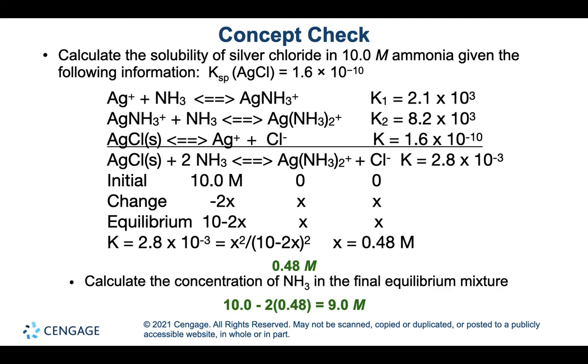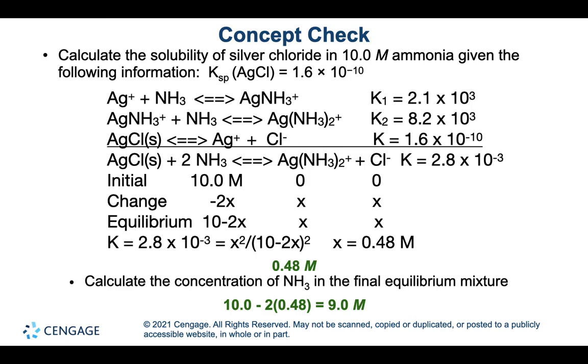Now you might think we could drop the minus 2x, but actually we don't need to, because this one can use the shortcut of taking the square root of both sides to get rid of the quadratic equation. I didn't show all the work for the algebra, but when you take the square root of both sides and solve for x, you get x equal to 0.48 molar, which is actually a fairly high concentration. It's almost half a mole per liter of silver chloride, something that's normally very insoluble, but fairly soluble in 10 molar ammonia.